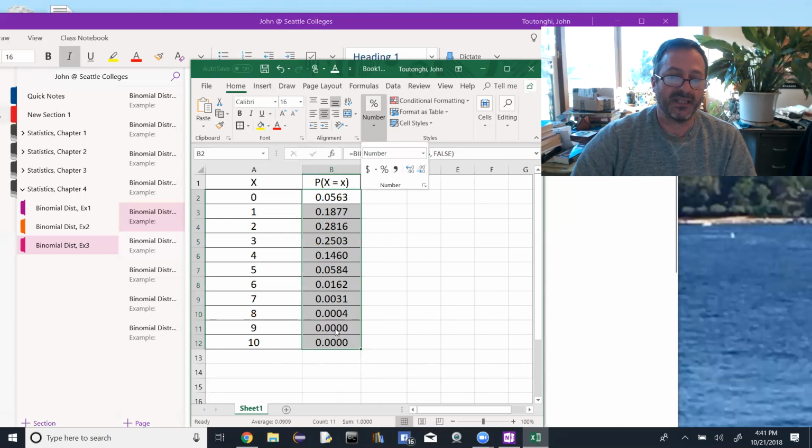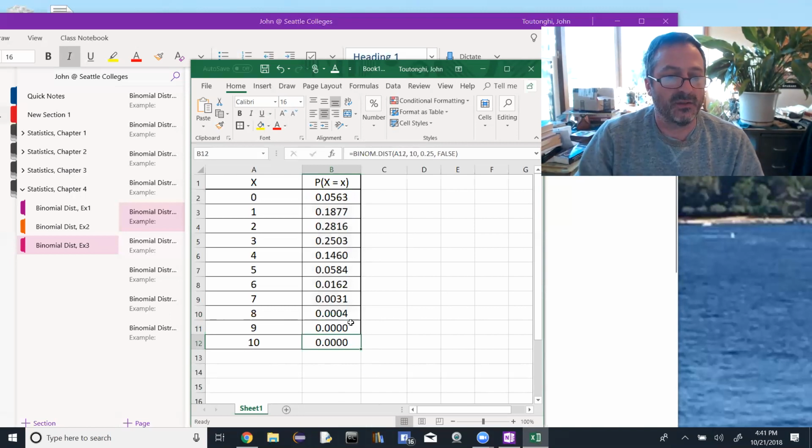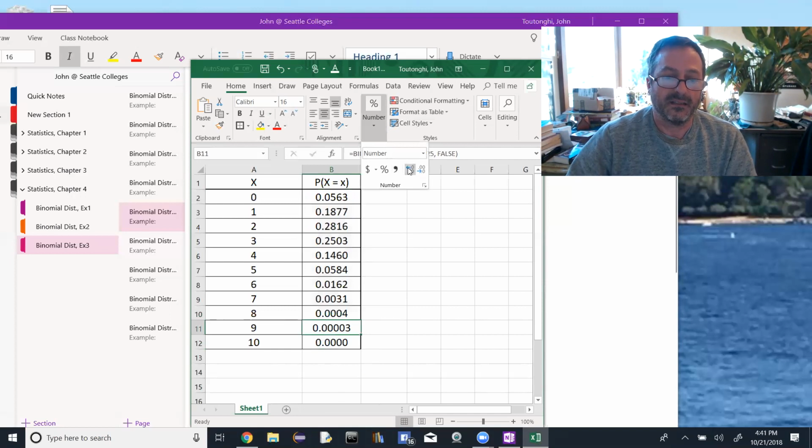There they are. And you'll notice the 9 and the 10 spots essentially are 0. And you'll see that in WAMAP with a 0 with a little plus after it to represent essentially 0. But it's not really 0. It's really 0.000029, but to 4 decimal places, it's 0. Okay, and then there's our table.